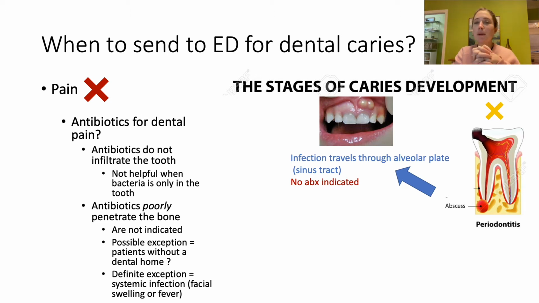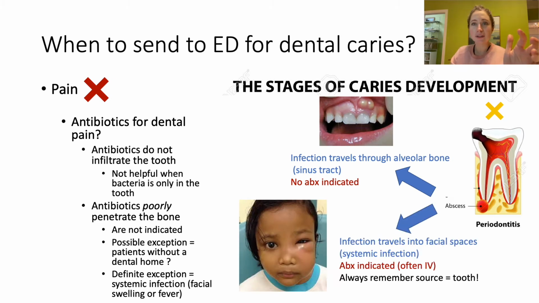It's basically just determined by the path of least resistance. So once you get an abscess or infection out the bottom of the tooth, the infection can travel in two directions. It can either go out the alveolar plate and create a sinus tract, like you can see here. And for that, since it's draining, no antibiotics are indicated. Or if the path of least resistance is further into the body, so into the facial planes, then it will create a systemic infection. Antibiotics are indicated.